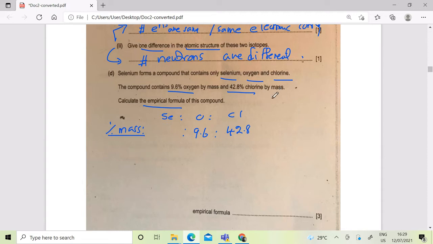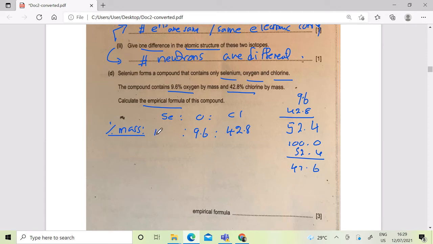So as you are given, total 9.6 plus 42.8. So you will end up with 9.6 plus 42.8 is equal to 52.4. Then what you need to simply do is subtract from 100, because the total is 100. 100 minus 52.4, then you will end up with 47.6. So that is your selenium amount.